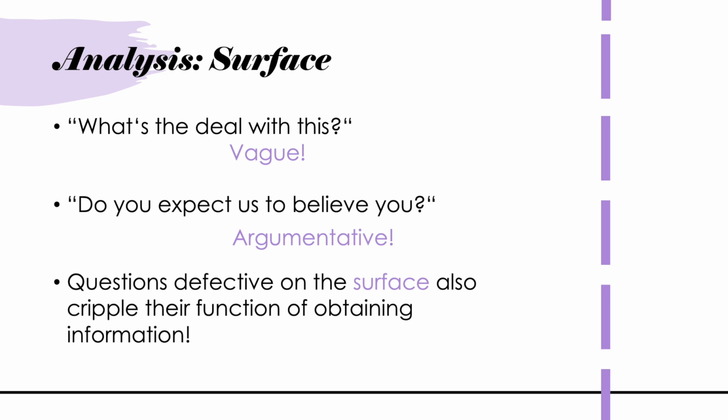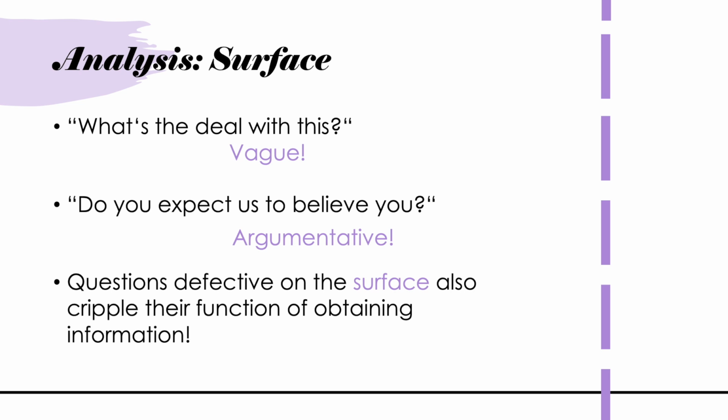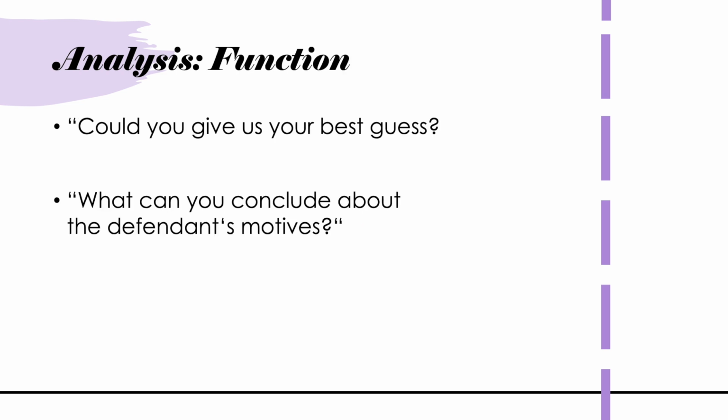Notice how questions that are defective on the surface, so questions that don't work on the surface, like those two examples we just treated, also cripple their function. So also cripple their purpose. Even if, for example, the first question, what's the deal with this, seeks to obtain new facts from the witness, because of the defect on the surface, the function of the question is crippled. So the purpose of this question cannot be realized, cannot be put into reality because of this defect on the surface. Let's look at a few questions based on their function.